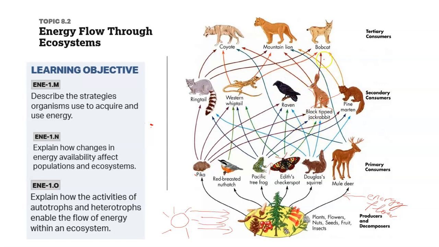Maybe this bobcat has to eat other food sources, so the western whiptail decreases, or the pine marten decreases because he no longer has access to the black-tipped jackrabbit. So removing an organism can really complicate things in these food webs, right?